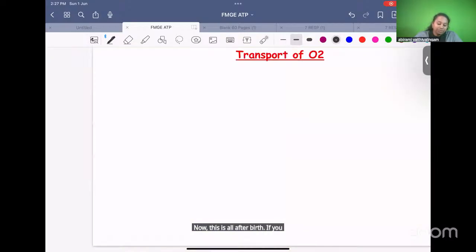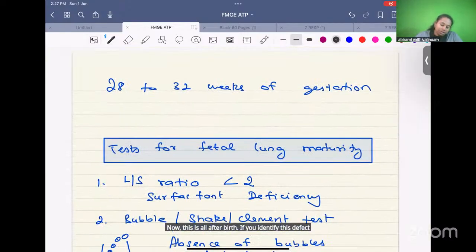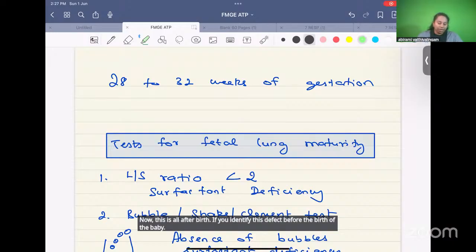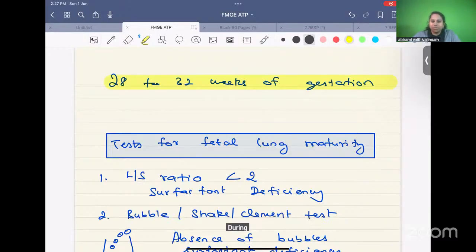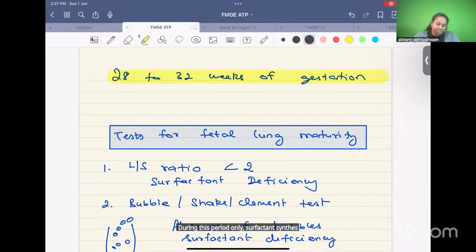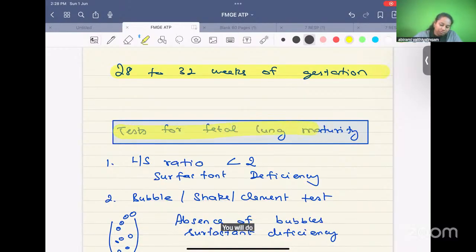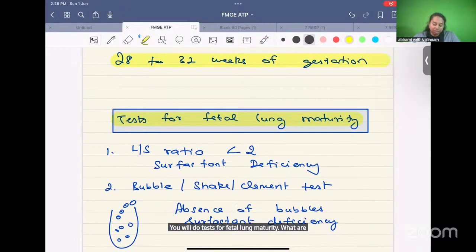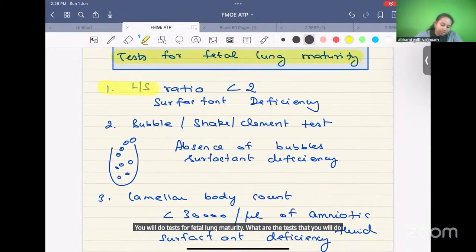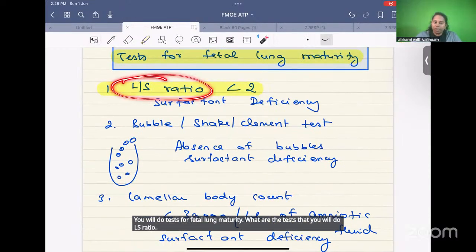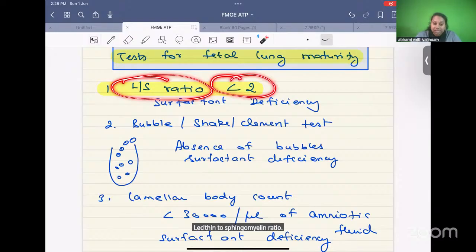If you identify this defect before the birth of the baby, in utero itself, around 28 to 32 weeks of gestation. Why only 28 to 32 weeks? During this period only, surfactant synthesis increases. So if you had identified this in the fetus itself, now how will you treat this? You will do tests for fetal lung maturity. What are the tests that you will do? LS ratio, lecithin to sphingomyelin ratio. If it is less than 2, it indicates surfactant deficiency.